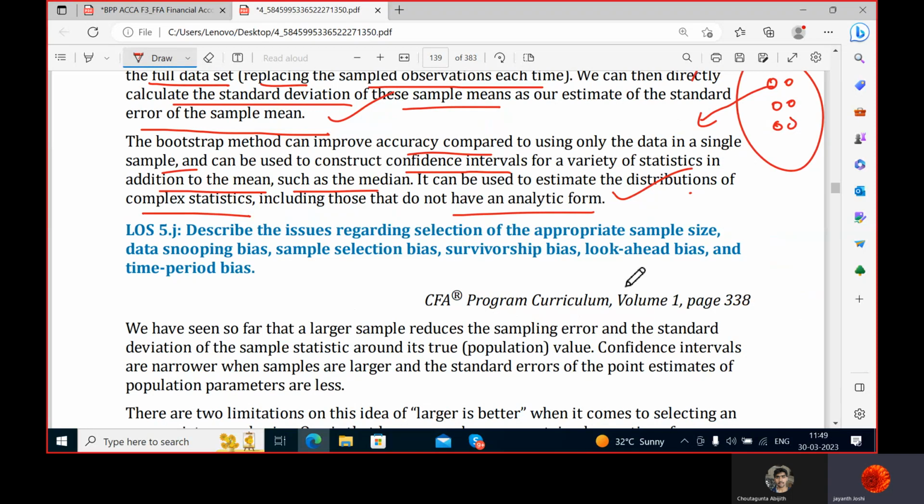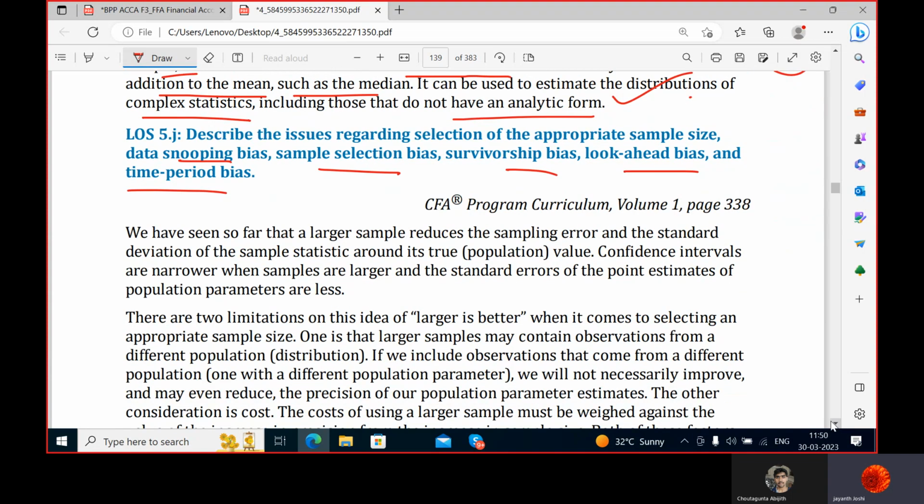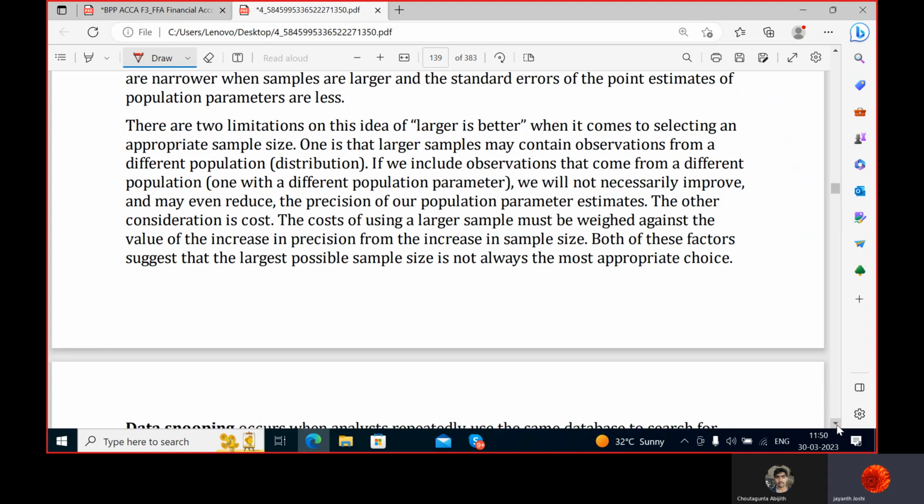Describe the issues regarding selection of appropriate sample size, data snooping bias, sample selection bias, survivorship bias, look ahead bias, and time period bias. So bias is nothing but something we are overestimating or underestimating, some errors that create a bias. So let us check the first one.